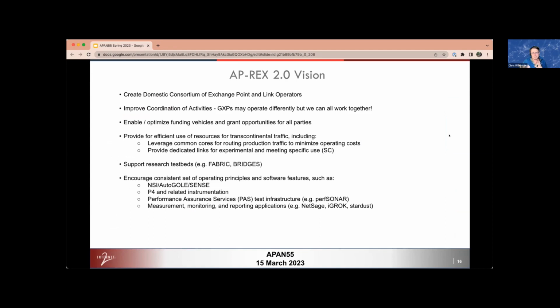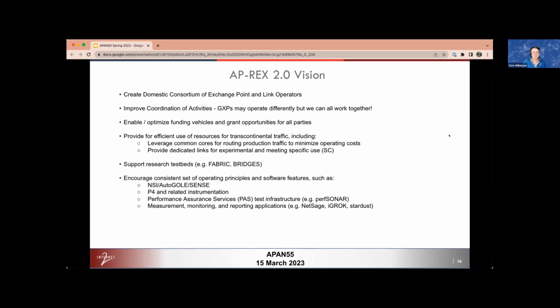Swinging back to our domestic consortium, I think we've spoken in the past about APREX, which was an effort to coordinate between Internet2 and PacWave. Again, I have limited time, so I'm not going to dive too deep on this, but we're in the process of bringing the consortium members back together and expanding them to create a larger domestic consortium of link and exchange point operators in the United States. For now, it's called APREX 2.0.